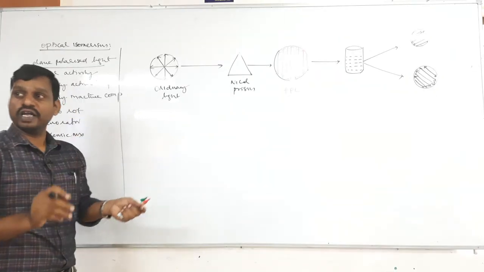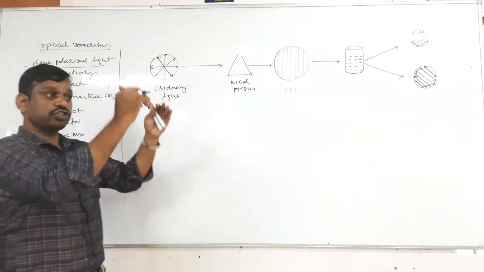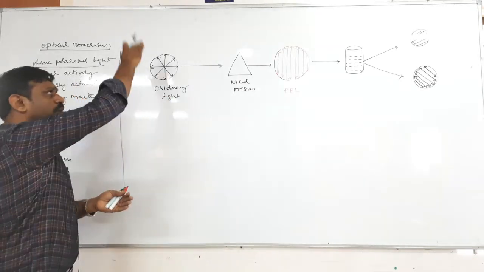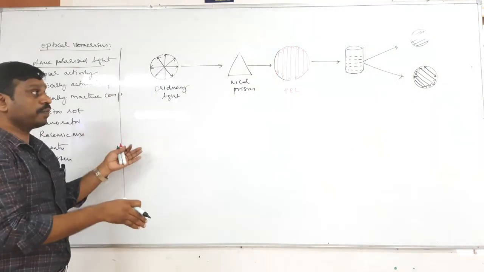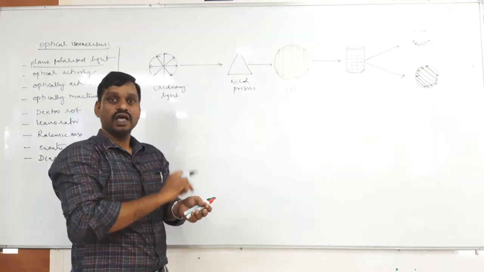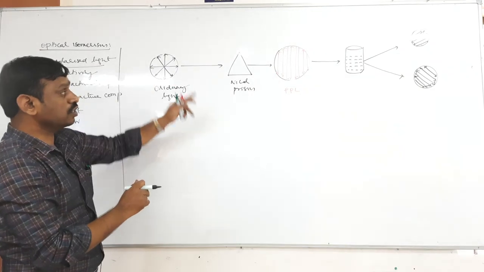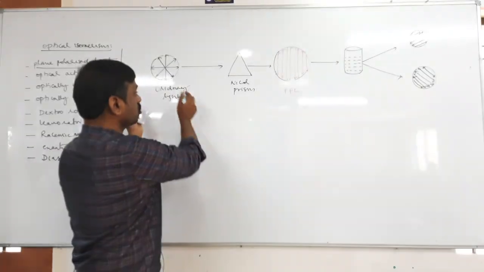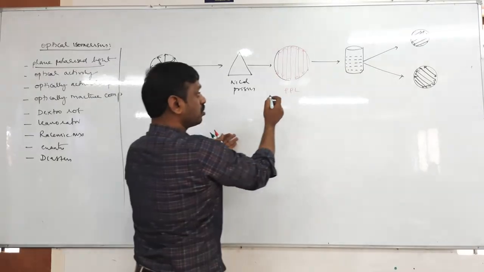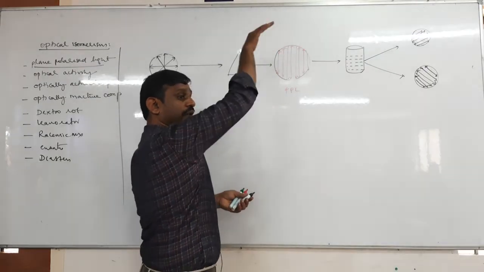So when you see ordinary light, the vibrations or oscillations take place in all possible directions, perpendicular to the propagation. And when this ordinary light is passed through the Nicol prism, what happens? The vibrations are adjusted in only one plane.